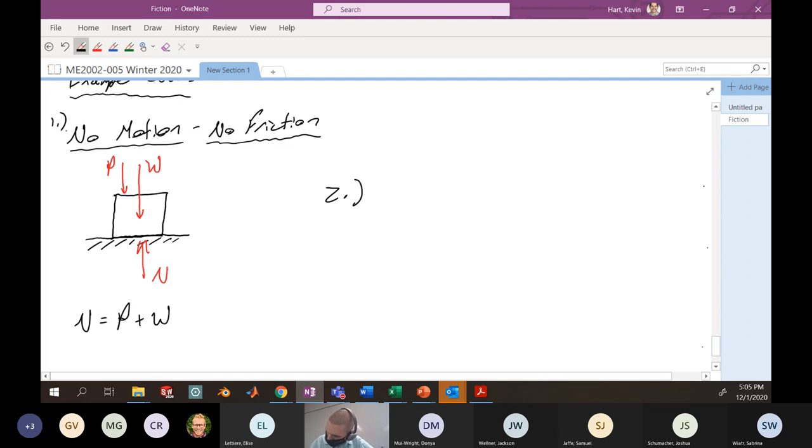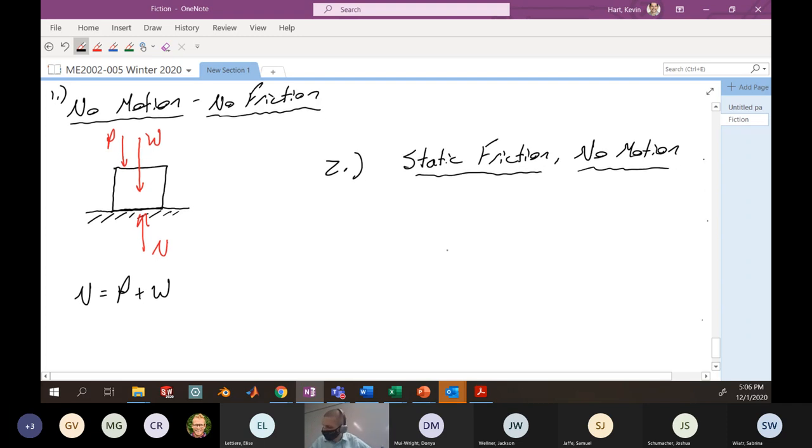We call this case number one, where we have static friction but no motion. So here we've got our box. We're still going to have our weight on the box. That's never going to change. It's always going to be this constant value of W. But now let's apply some force on this that's not perfectly horizontal. It's going to be at some angle. Let's say here that this is some force P.